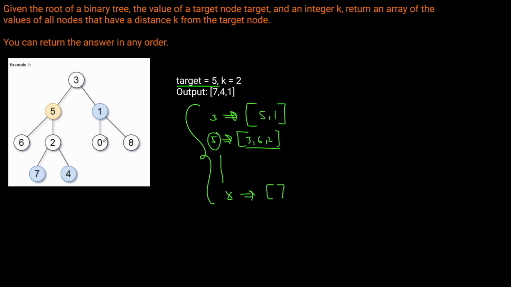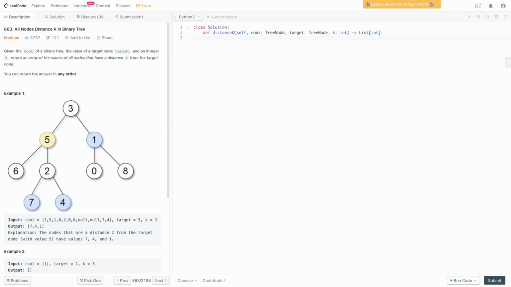So hopefully that's a little bit clearer. If not, once we go to the code editor and write it out, it should become much clearer and you'll be able to see exactly how we're going to solve it. So I'll see you in the editor. All right, we're back in the code editor and it's time to code up our solution.